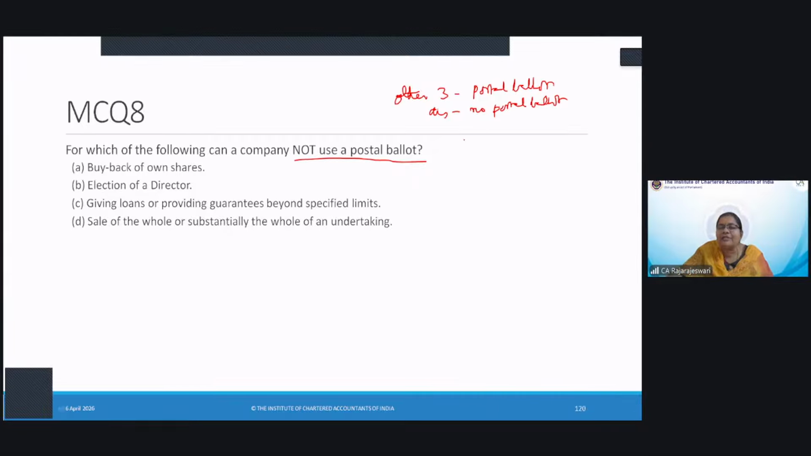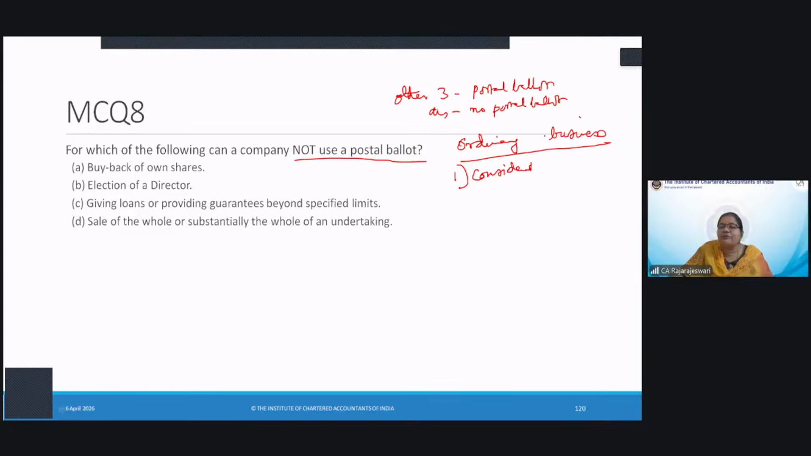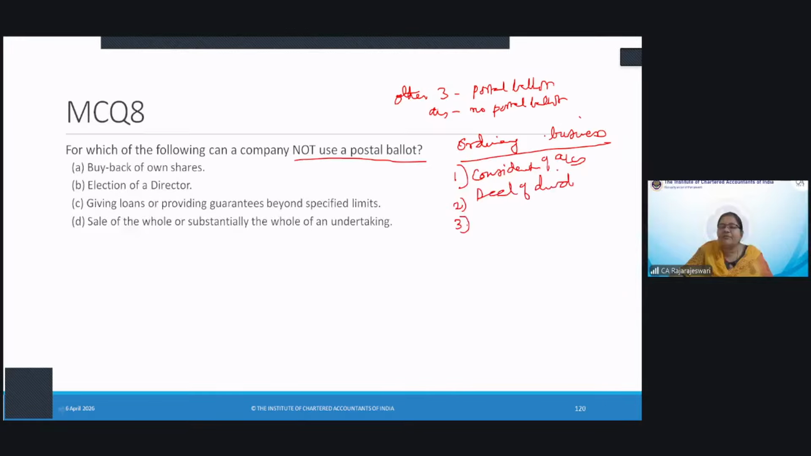See, if it is an ordinary business, except ordinary business. So, what are the ordinary business? Consideration of accounts. Second one, declaration of dividend. Third one, reappointment of a director. Fourth one, appointment of auditor. So for election of a director, buyback of shares, definitely postal ballot should be there.